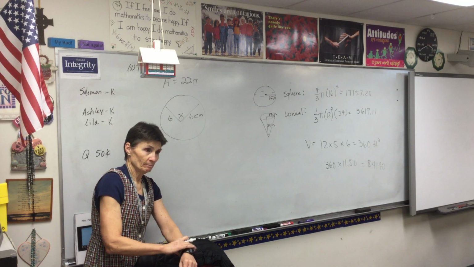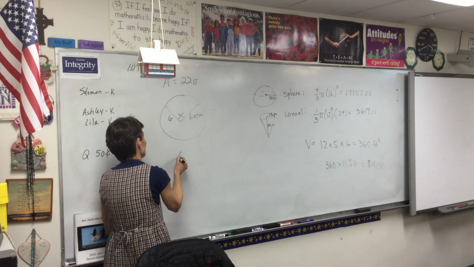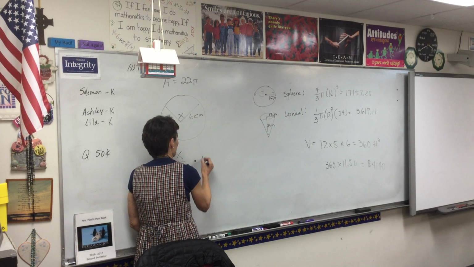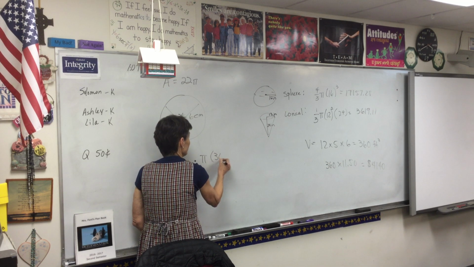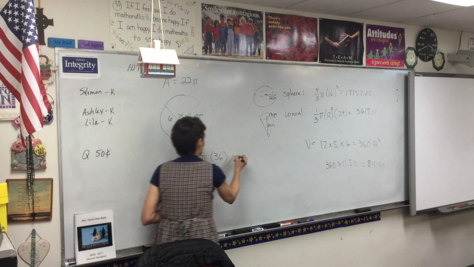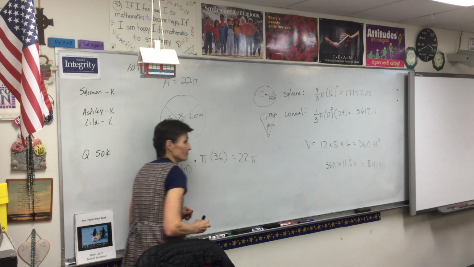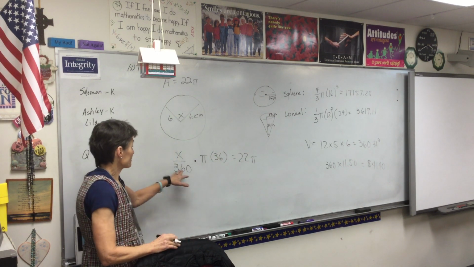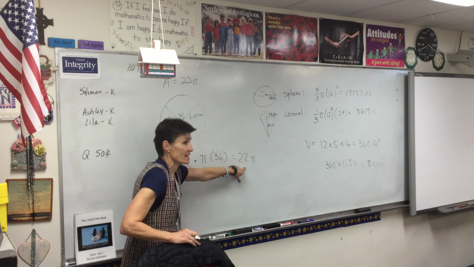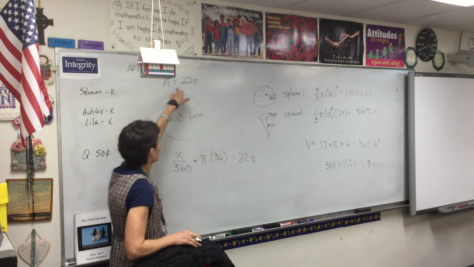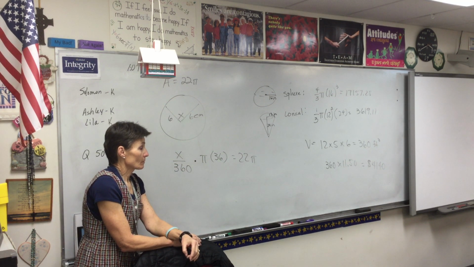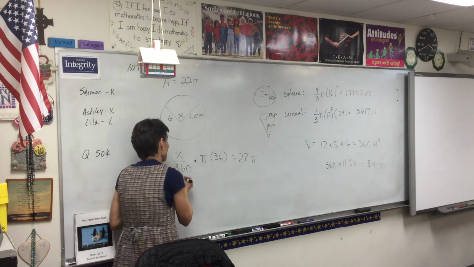All right, what's the setup? X over 360 times pi r squared equals 22 pi, because angle over 360 times pi r squared is the area, right? That's the area. So what do we do? Yeah, I can divide by pi.